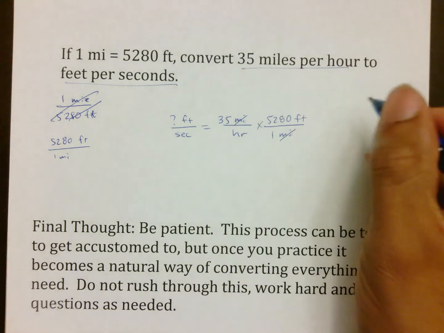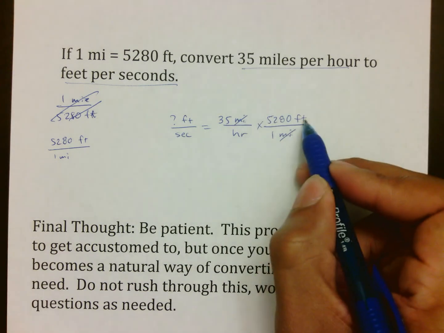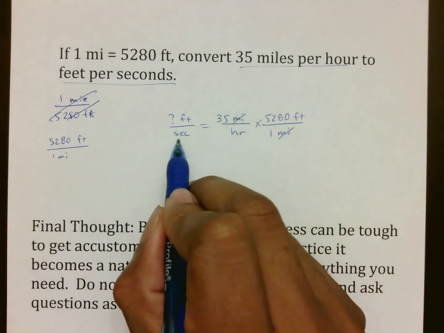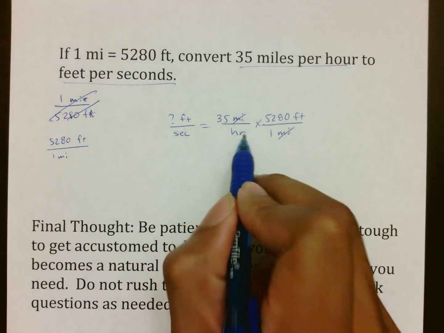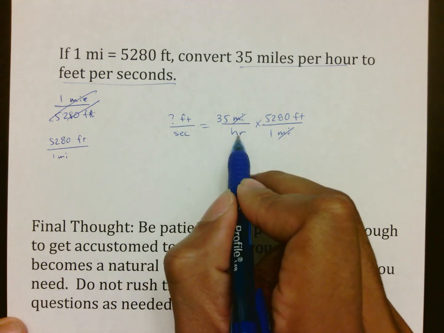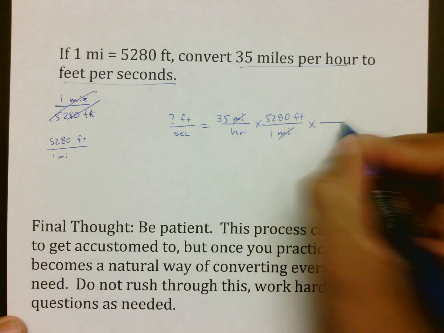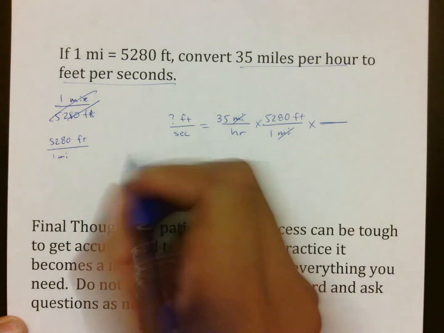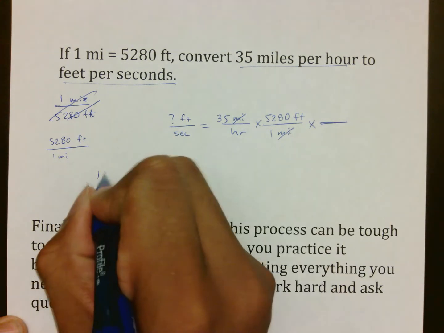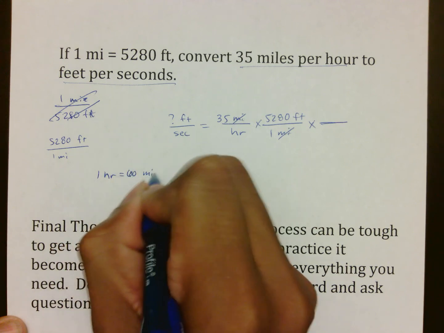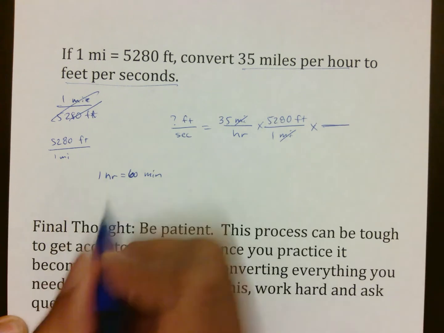So in this case we have eliminated our miles, and notice we have feet on top like we want. But if you look at the bottom unit, I want seconds and I have hours, which means that I have to somehow convert my hours into seconds. So what I'm going to do, because I'm not done yet, is put another fraction there. In terms of hours to seconds, I know that 1 hour equals 60 minutes, right?